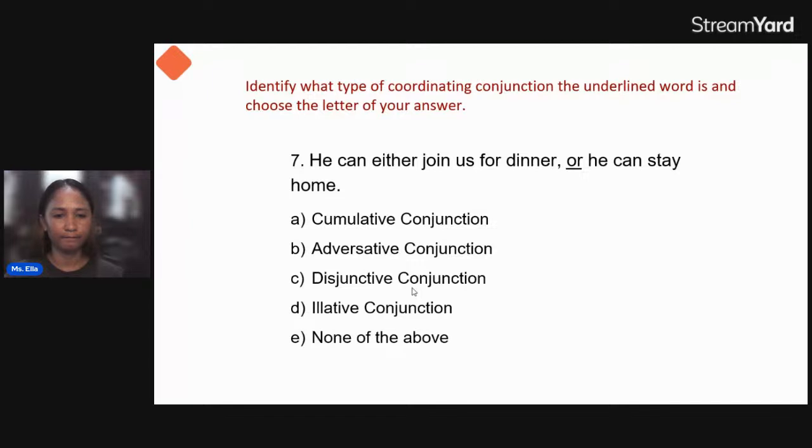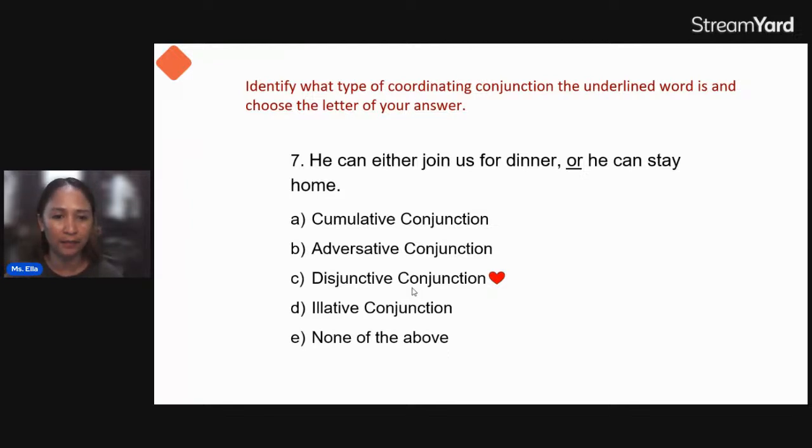Okay, so for number seven, the correct answer is letter C. It's disjunctive conjunction. Why it's disjunctive? It's because it's presenting two alternatives. The first alternative we have here, he can join for dinner, right? And then the second one, he can stay home. So that means it's a disjunctive conjunction. He can either join us for dinner or he can stay home. You're trying to give alternatives or options here on the statement.